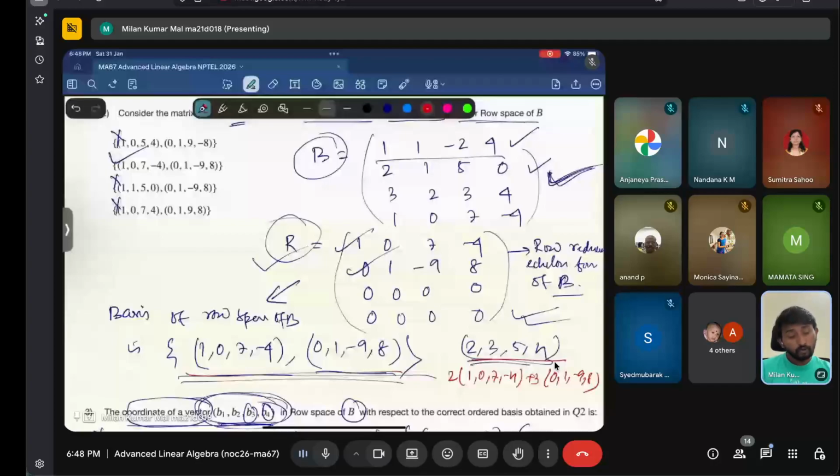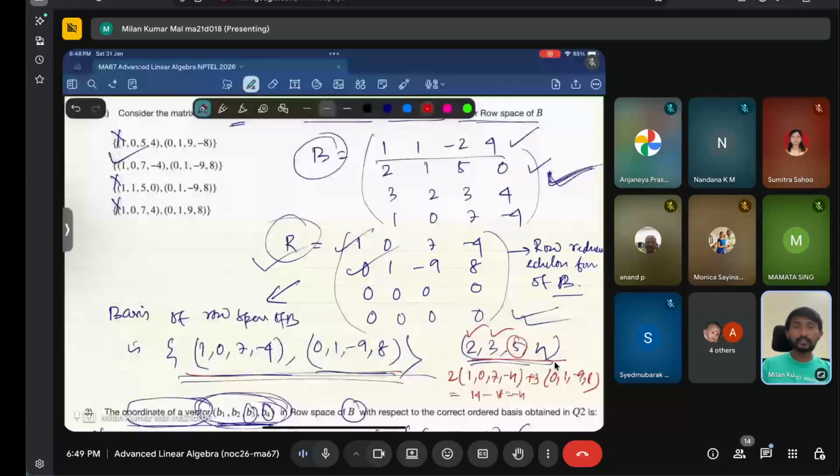But if you do that, what will be the third term? The third term will be 14 minus 27, which is minus 13, so that will not match 5. The fourth term will also not match: minus 8 plus 24 will be 16, so the fourth term will be 16, which is also not matching. So (2, 3, -4, 16) is in the row space, but (2, 3, 5, 4) is not in the row space. Okay.